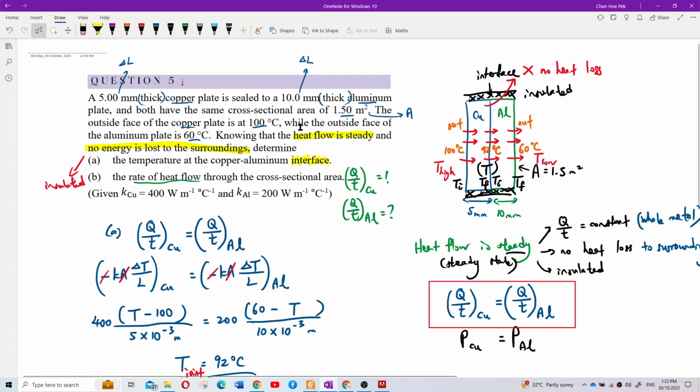You want to find this Q over T, you can use the copper or the aluminium because both are equal. Both are equal.